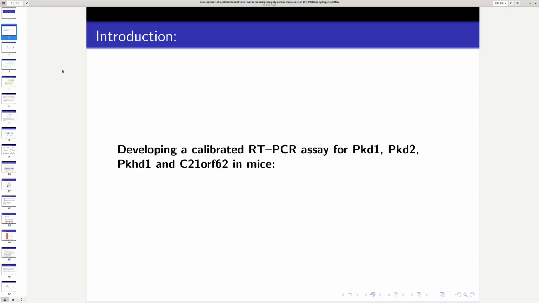Now, there's also a severe autosomal recessive form of polycystic kidney disease that presents at birth and causes cysts in the kidneys and fibrosis of the liver. And it's due to mutations in the polycystic kidney and hepatic disease gene 1, Pkhd1.